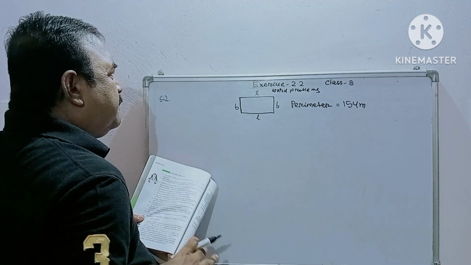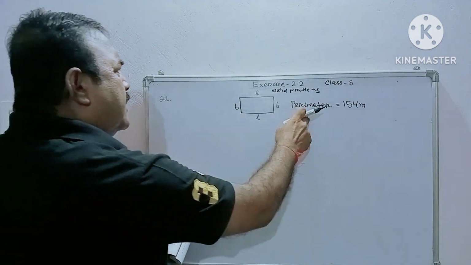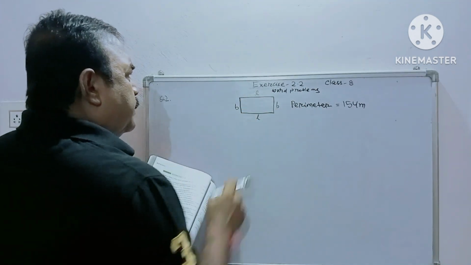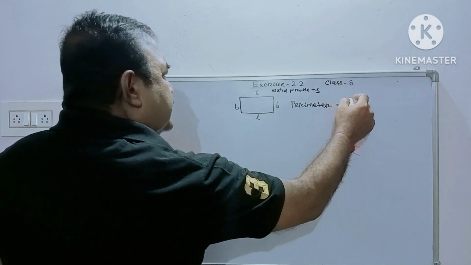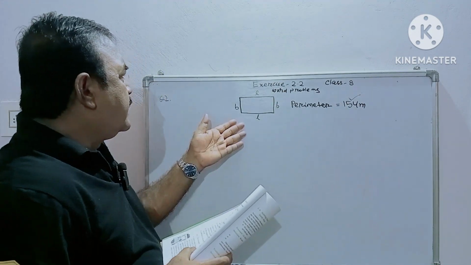So you see, you take the sum of all sides. That is the perimeter, or not? That is the boundary of the swimming pool. So you see, the perimeter is equal to 154 meters and it is in a rectangular shape.